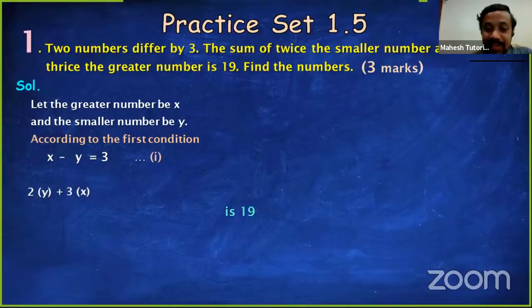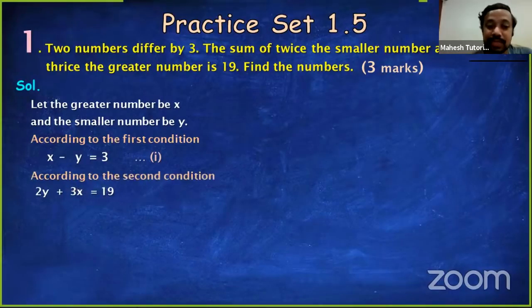Now moving further, is 19. Now students, is stands for equal to. So here is 19 will become equal to 19. So with this, as per the second condition, we get our second equation, that is 2y plus 3x is equal to 19. But students, while writing the equation, we always write it in alphabetical order.